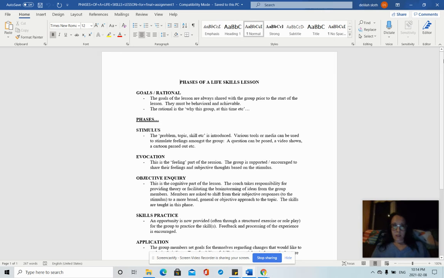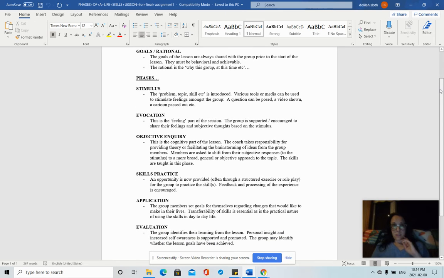The lesson itself starts with the stimulus activity. This is where the problem, topic, or skill is introduced. You might show a video to stimulate feelings about this topic. You might give a question that's going to provoke an emotion. You might do an activity that really gets people feeling the necessary emotion to know that the topic is relevant.